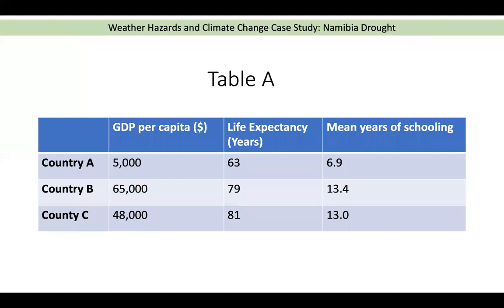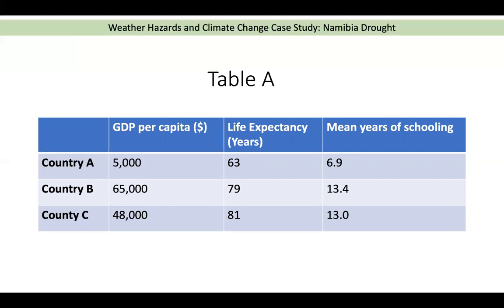Okay, so table A, we've got 3 development indicators there. You should be familiar with them from the global development topic: GDP per capita, life expectancy, mean years of schooling, for country A, B, and C. Take 30 seconds. I want you to decide from table A, using evidence that you can see, which country you think Namibia is. Pause the video, note down some evidence for why you think that's the case. Off you go.